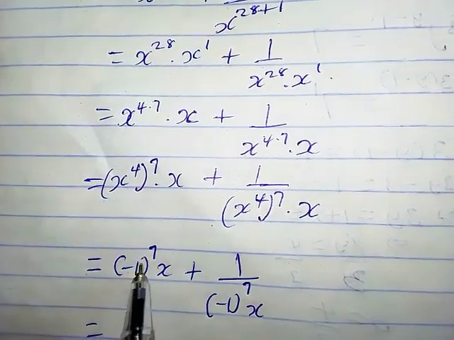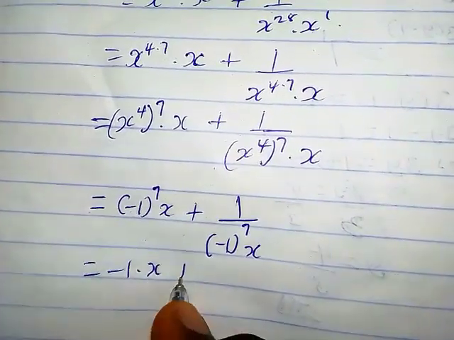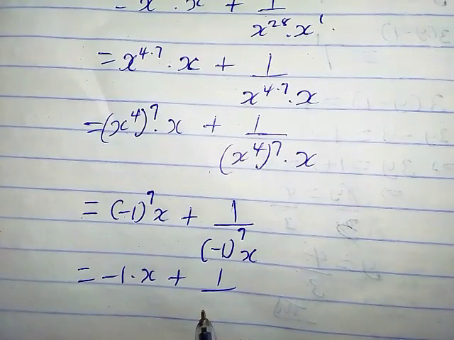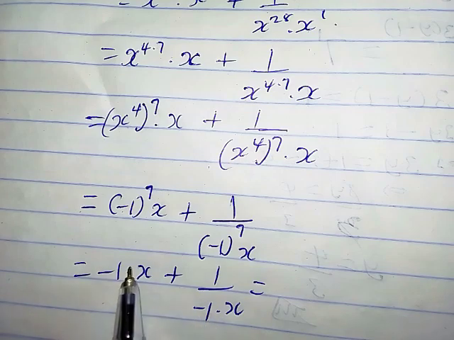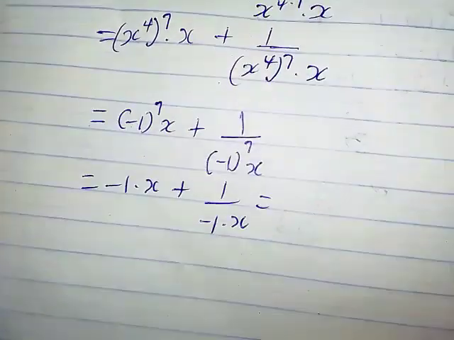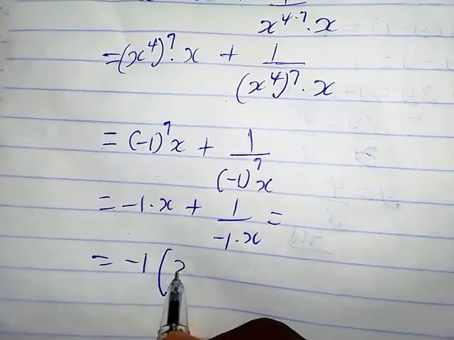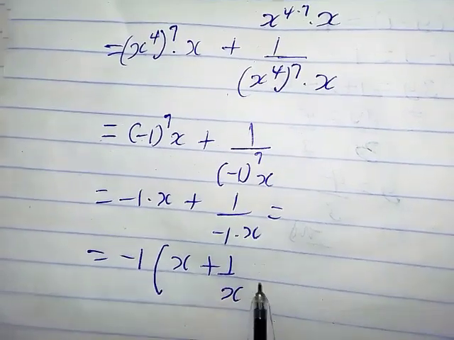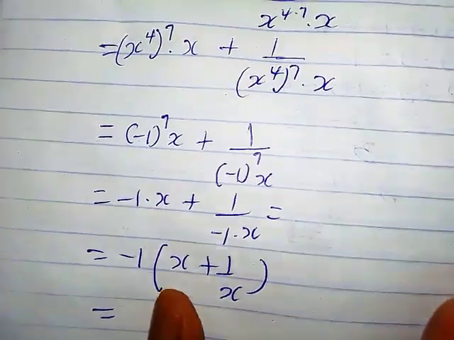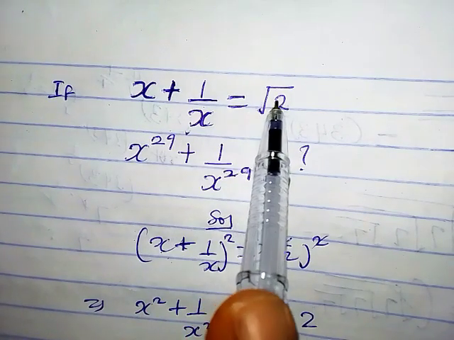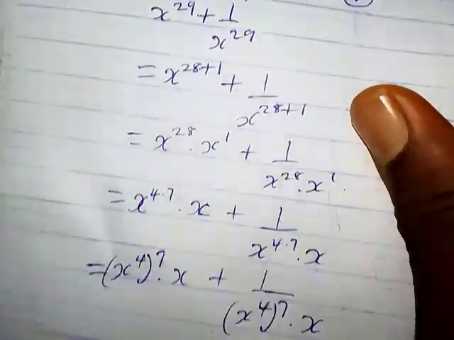So this equals minus 1 raised to the power 7, that is minus 1. So we have minus 1 times x plus 1 over minus 1 raised to the power 7, that is minus 1, times x. So this equals, you will observe that minus 1 can be factored out because it is common. So we're going to have minus 1 into x plus 1 over x. So this equals x plus 1 over x. We already have it. So x plus 1 over x is equal to square root of 2, which is already given. So we are going to plug in this value into what we obtained here.